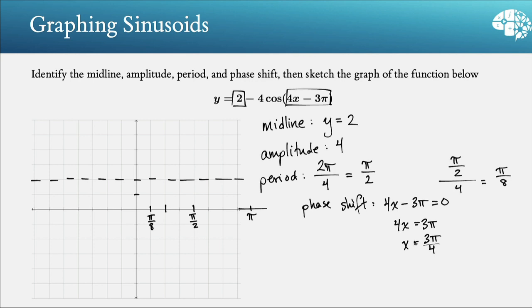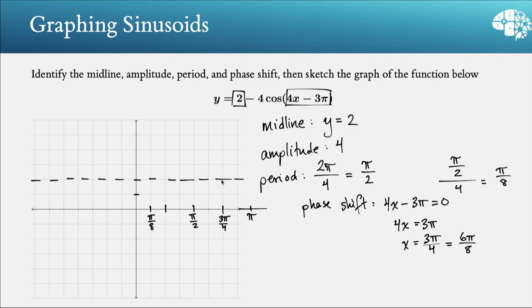Now, because we're doing cosine, our starting point is not actually going to be on the midline. Okay, this is weird. Here's what we do. At 3 pi over 4, since I'm doing pi over 8s here, that's 6 pi over 8. So that's 1, 2, 3, 4, 5, 6 pi over 8. That's that one right there. 3 pi over 4.